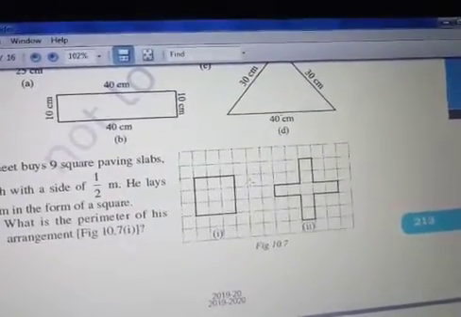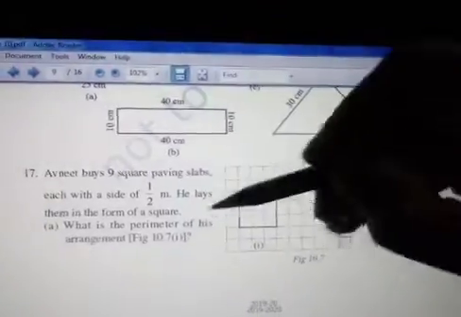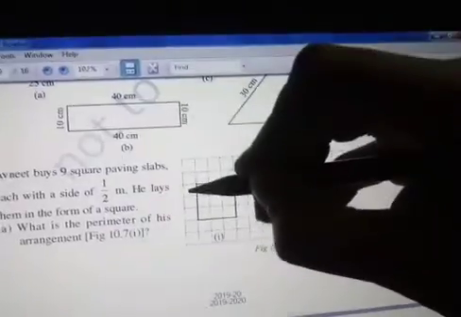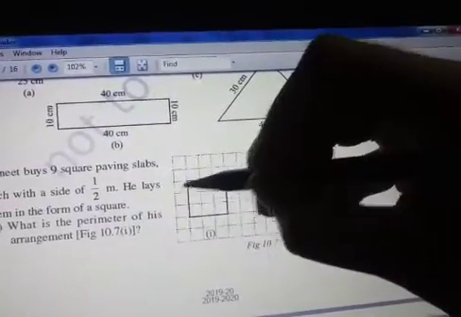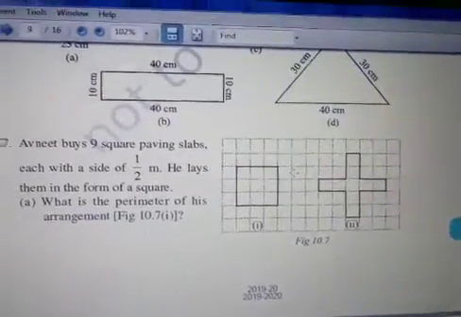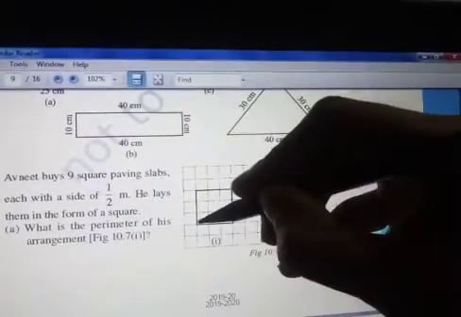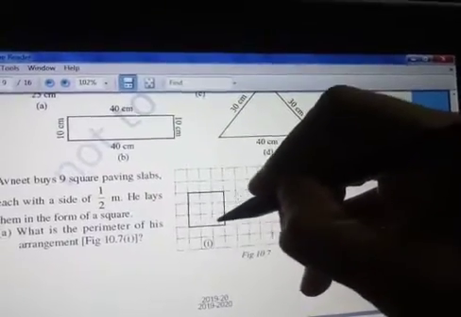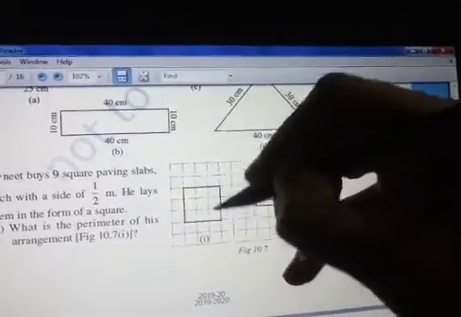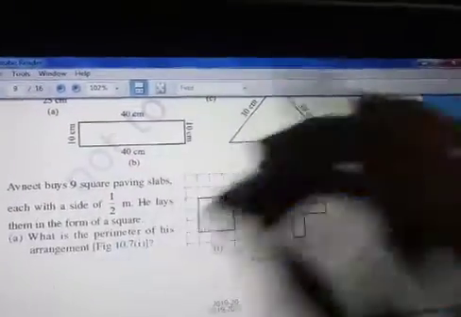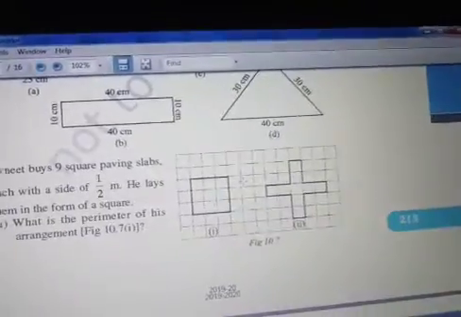That slab is a square slab. You can see this is one square slab. The side of the square slab is 1 by 2 meter. So this is 1 by 2, like that. Side of this slab is 1 by 2. So he lays them in the form of a square. First he is arranging these 9 slabs in the form of a square, using 9 small slabs to make a big square. So what is the perimeter of this arrangement? We should find the perimeter of this arrangement.